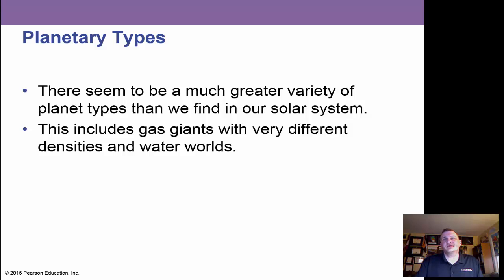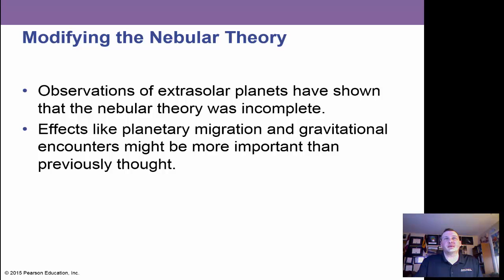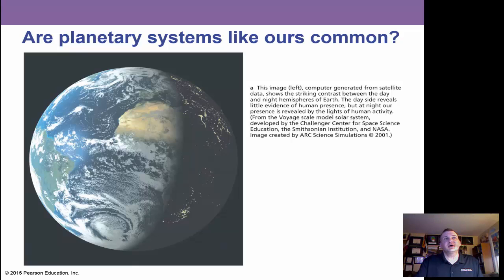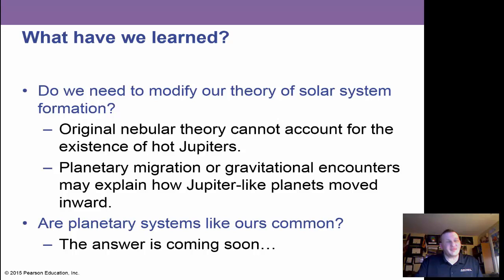There seems to be a much greater variety of planet types than we find in our own solar system, and this includes gas giants with very different densities and water worlds around them. So, modifying the nebular theory, we can say that observations of extrasolar planets have shown that the nebular theory was incomplete, and effects like planetary migration and gravitational encounters might be more important than we previously thought. So, is a planetary system like our own common? We think they are, but this is yet to be seen.